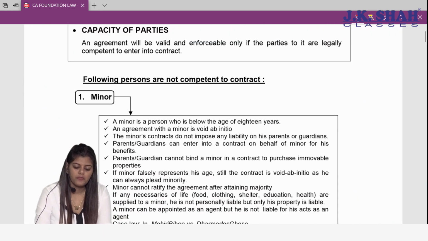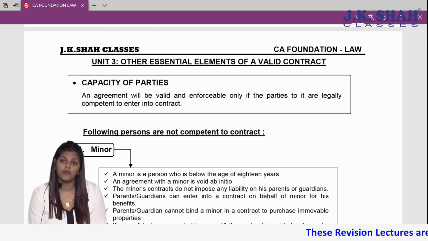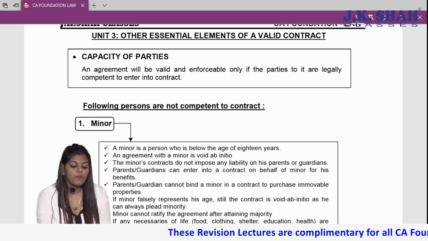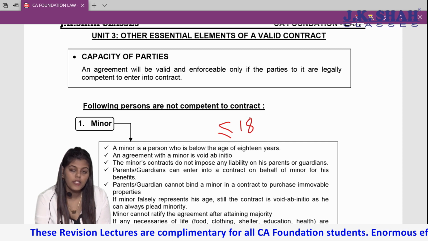First one, there should be capacity of parties, they should be legally competent. Now there are some people who are incompetent. First one, minor. He is a person whose age is below 18 or less than or equal to 18.